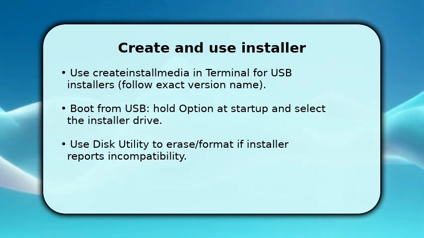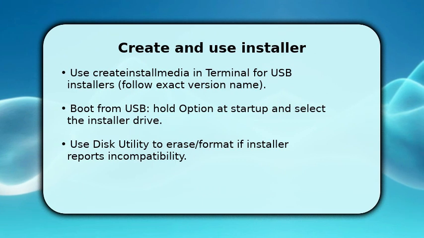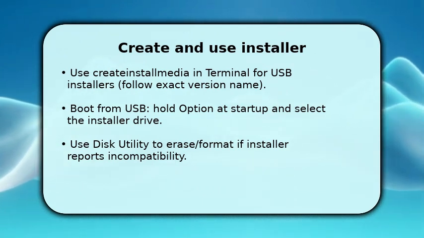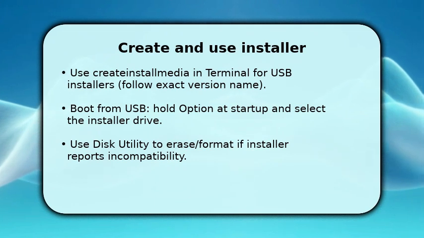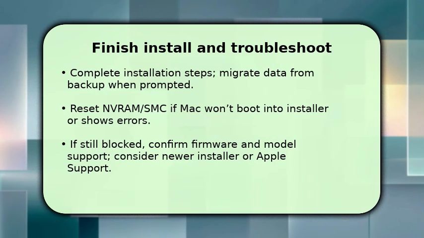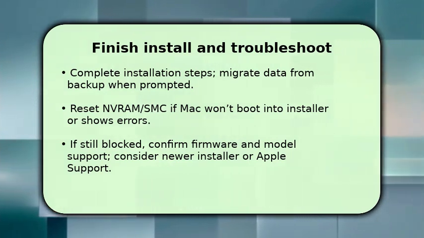If the installer complains about disk format or firmware, open Disk Utility from Utilities. Erase the target drive as APFS or Mac OS Extended Journaled per version, and then proceed with Install to ensure a clean install. You finish by following on-screen prompts and letting the installer complete. When finished, use Migration Assistant to restore your backup if needed.